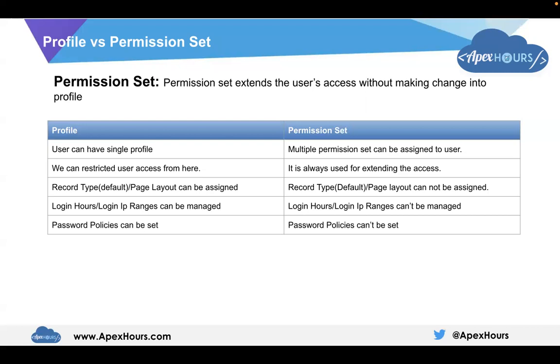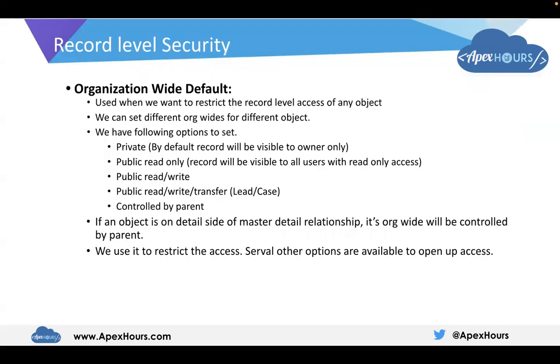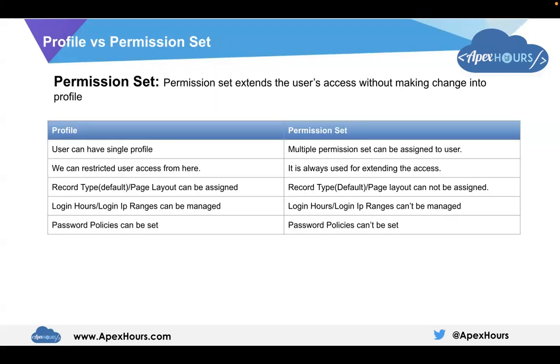So there are some differences between profiles and permission sets. Let's talk about them first. Then we'll see how permission sets can be utilized, how we can create a permission set, how we can control the access, and how we can assign it to a particular user. The first difference is that a user can have a single profile, but multiple permission sets can be assigned to a user.